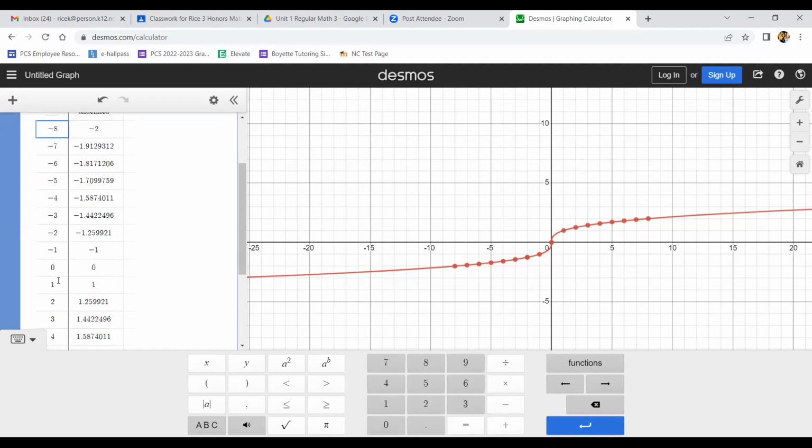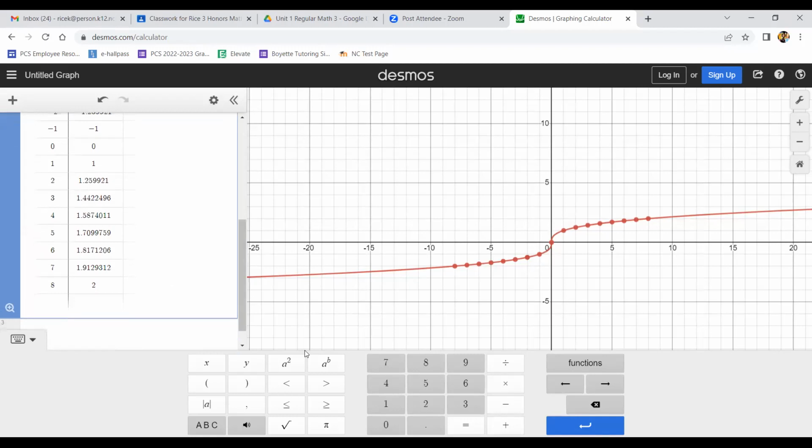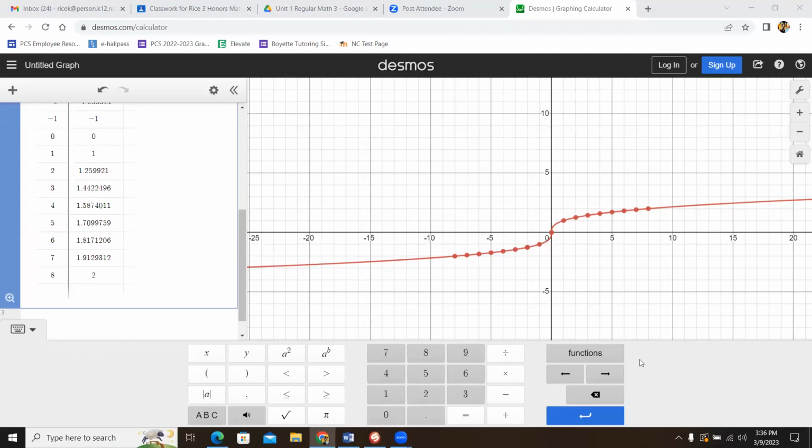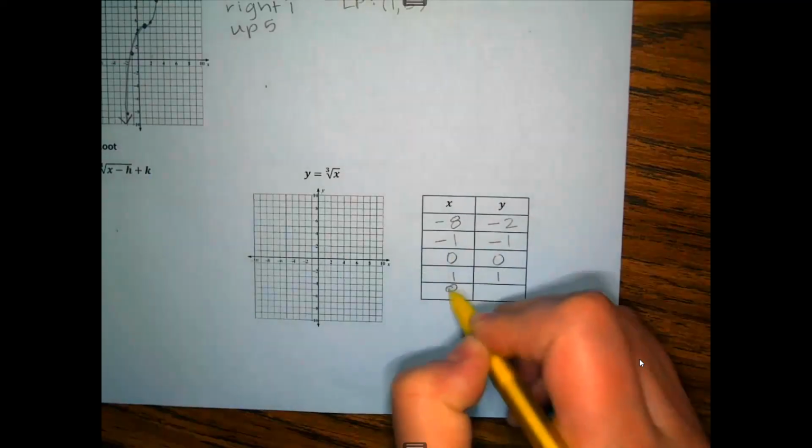Next, I'm going to do (0, 0), (1, 1). And then I'm going to skip all the decimals, and then I'm going to go to (8, 2). So I'm just going to write down the ones that are easy to work with. So (0, 0), (1, 1), (8, 2).